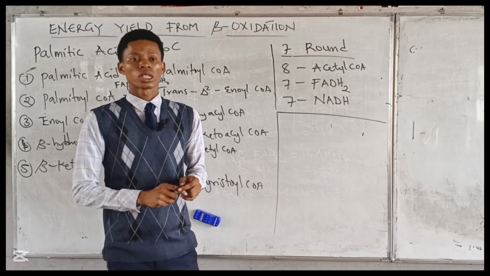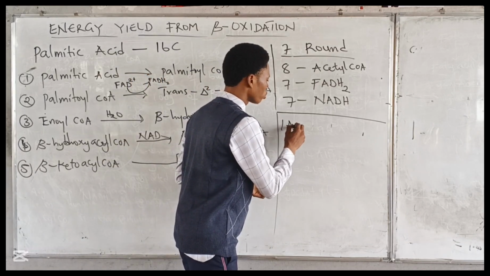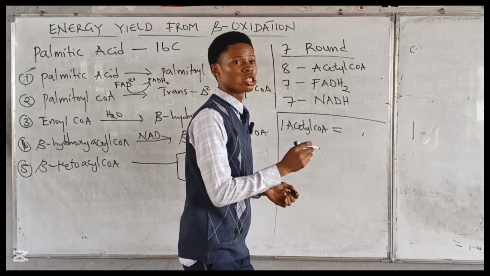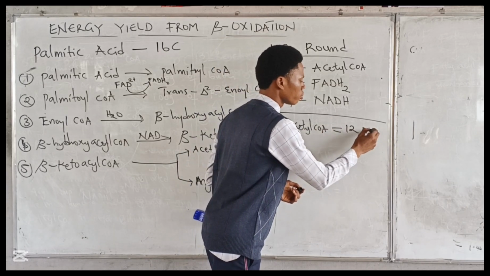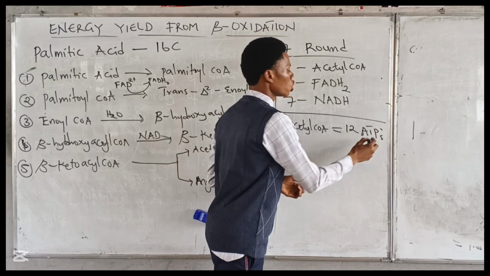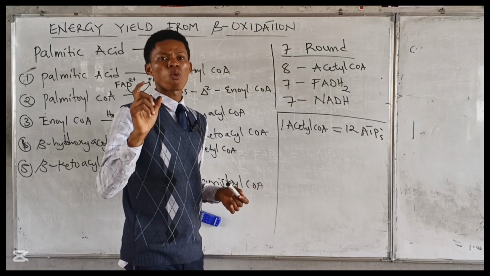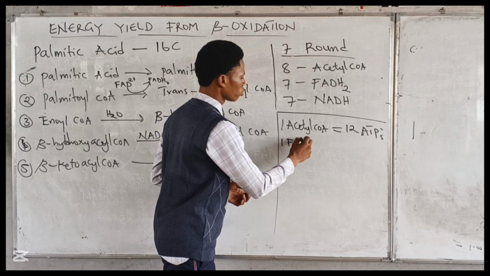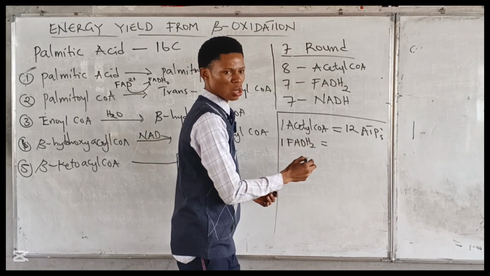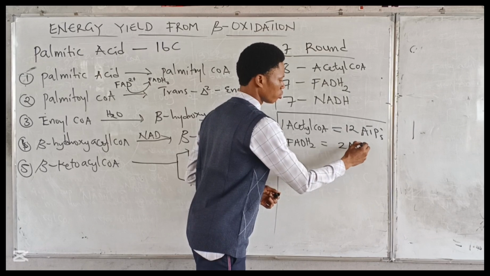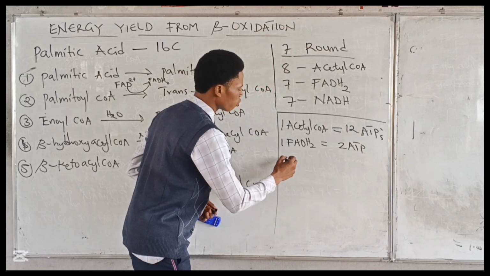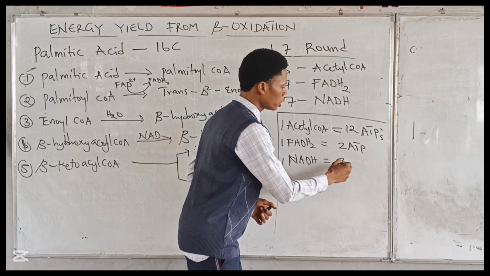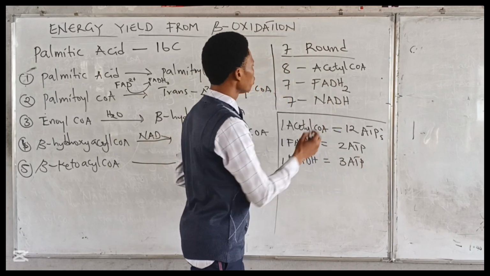Alright, so now if you calculate the energy yield for 1 acetyl-CoA in the TCA cycle, which I'm not going to go into, 1 acetyl-CoA molecule in the TCA cycle will generate 12 ATPs. Will generate how many? 12 ATPs. And we are aware that 1 FADH2 will generate how many ATP? 2 ATPs. 1 NADH will give us how many ATPs? 3 ATPs.